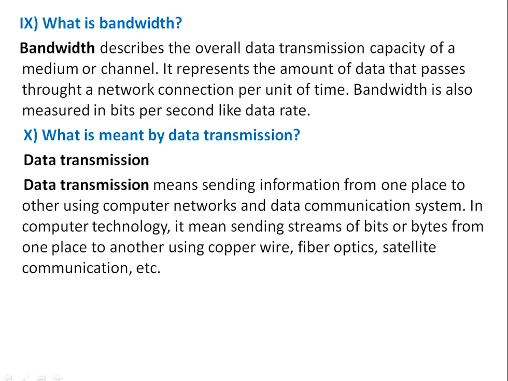Question number 10. What is meant by data transmission? Data transmission means sending information from one place to other using computer network and data communication system. In computer technology, it means sending a stream of bits or bytes from one place to another using copper wire, fiber optics, satellite communication, etc.